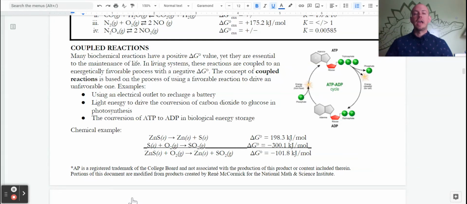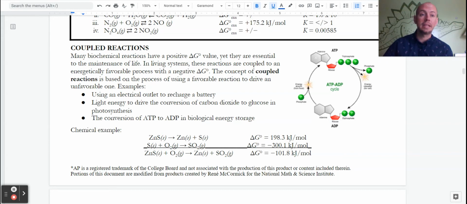So there are lots of reactions out there in the world with positive values of delta G that we want to happen. They require energy, either because of the enthalpy or the entropy requirement of them, but they won't happen on their own. When something won't happen on its own, we often couple it or pair it with another reaction that can give it the free energy.